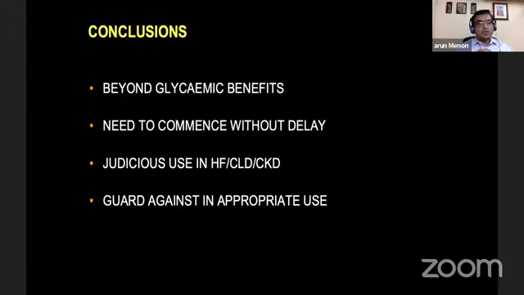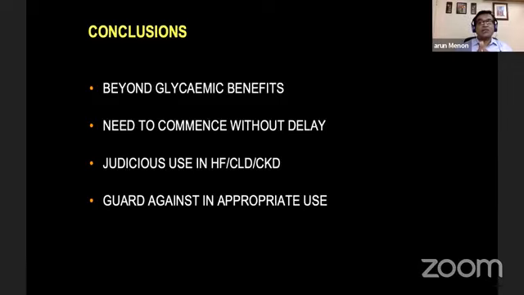So I would conclude by saying we are in an era of using new anti-diabetic agents which are beyond glycemic benefits. You are looking at benefits more than just the sugars. And you need to commence these agents without delay if you trust all this data. And there's a lot of data. It's not as if this has been cooked up or anything. The data seems to be robust because with all these agents, there's a consistent result.